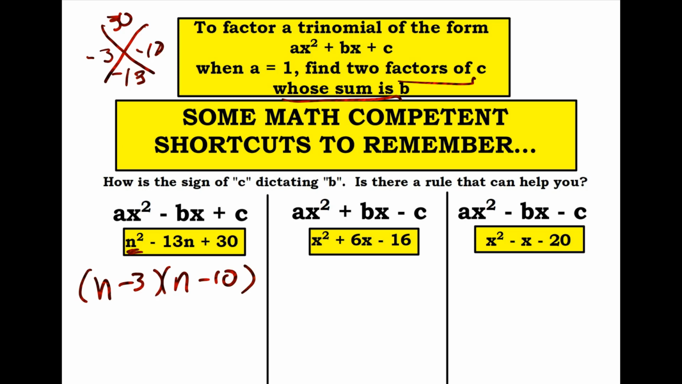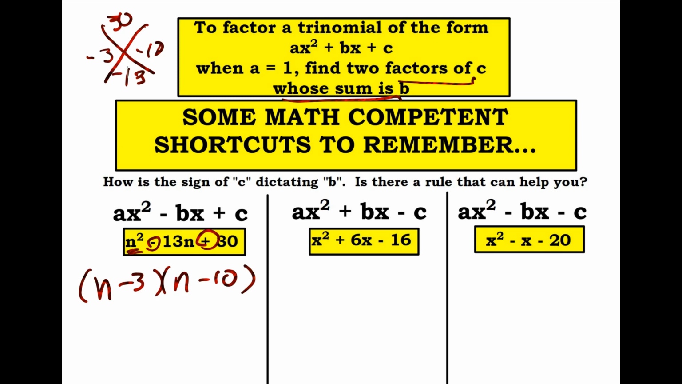So what is C doing? If C is positive and this is negative, then you know that you're going to have 2 negative numbers, because the only way that you get a positive number is to multiply 2 negatives, and to end up with a negative, you have to add. So if you have to add, the only way that you can get that is for both numbers to be negative, because 2 negatives make a positive when multiplying, and 2 negatives make a negative when adding.